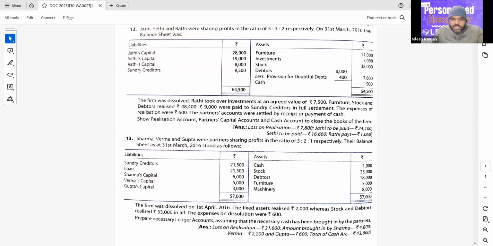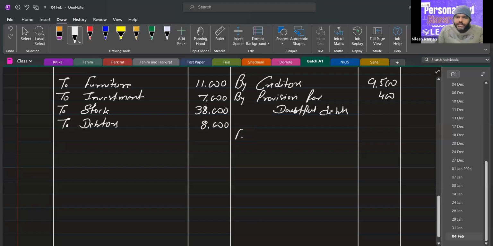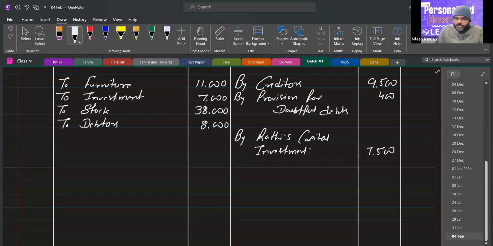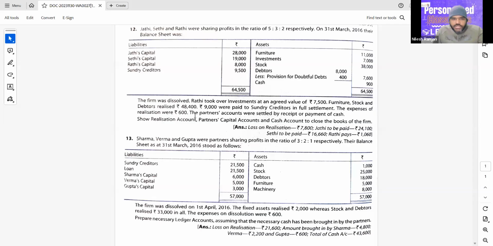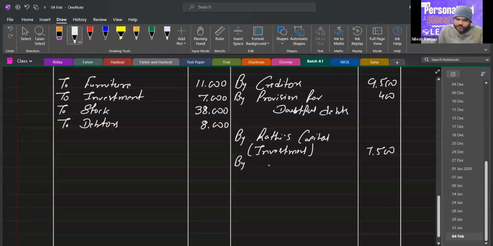Okay. After that, the firm was dissolved. Rathi took over investment at an agreed value of 7,500. So by Rathi's capital, and it is investment 7,500. Actually, investment will be in the bracket. Okay. After that, furniture, stock, and debtors realized 48,400. All three realized.